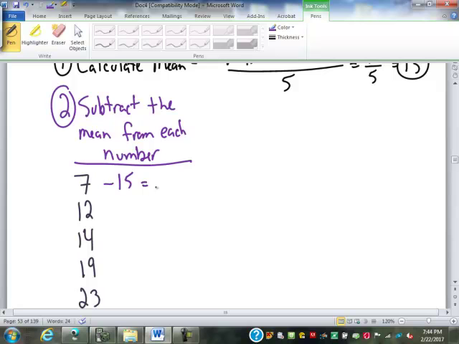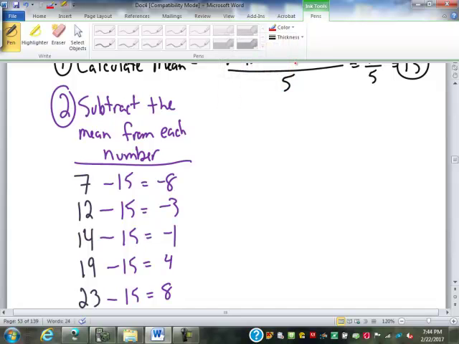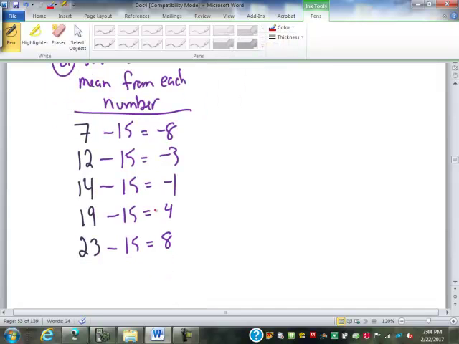So 7 minus 15 is negative 8. 12 minus 15 is negative 3. 14 minus 15 is negative 1. 19 minus 15 is 4. 23 minus 15 is a positive 8. Not that it matters, but this set of numbers right here is what is called the deviations.